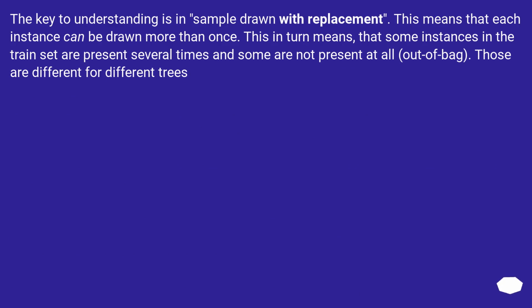The key to understanding is in "sample drawn with replacement". This means that each instance can be drawn more than once. This in turn means that some instances in the train set are present several times and some are not present at all, out of bag. Those are different for different trees.